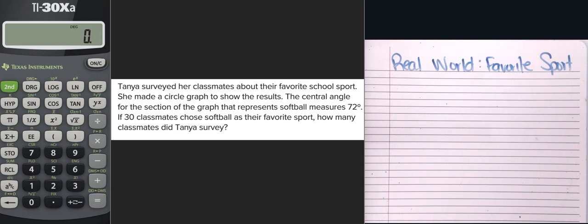All right, so we are looking at another real world example in terms of circle graphs. Tanya surveyed her classmates about their favorite school sport. She made a circle graph to show the results. The central angle for the section of the graph that represents the softball measures 72 degrees. If 30 classmates chose softball as their favorite sport, how many classmates did Tanya survey?